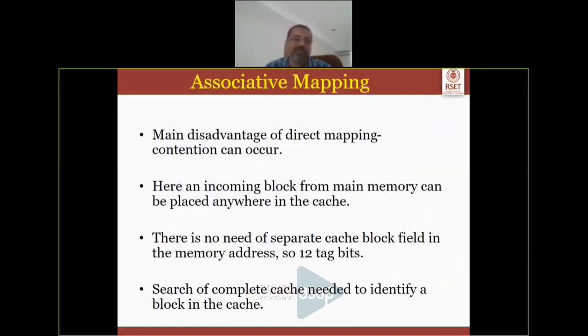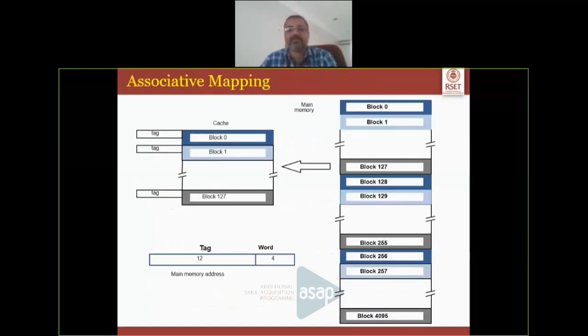Fully associative mapping. The main disadvantage of direct mapping we have already seen. To overcome that disadvantage, we can use associative mapping. In associative mapping, the main disadvantage of direct mapping is overcome. It means that any block of the main memory can be loaded to any block in the cache memory. Whichever is free, it can be loaded there. Now look at this diagram.